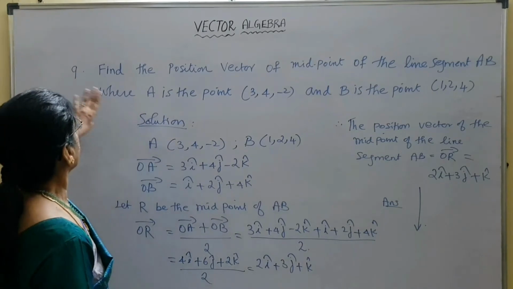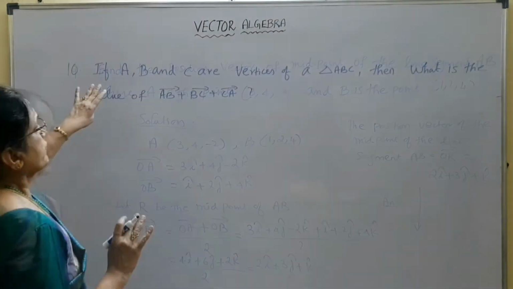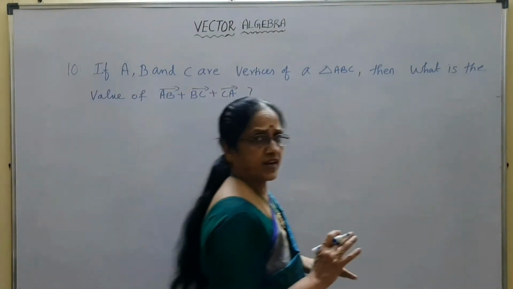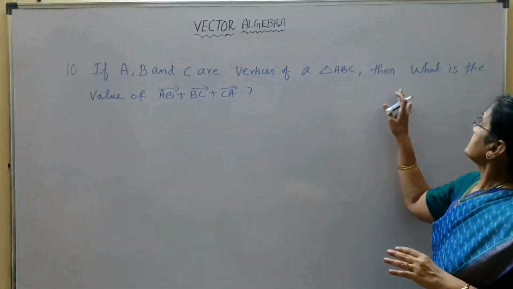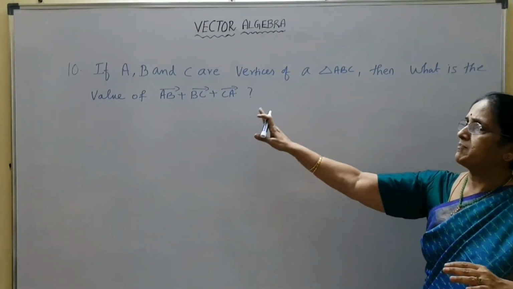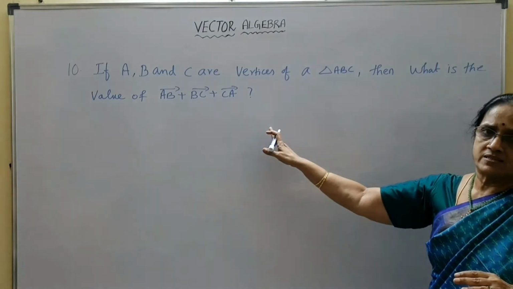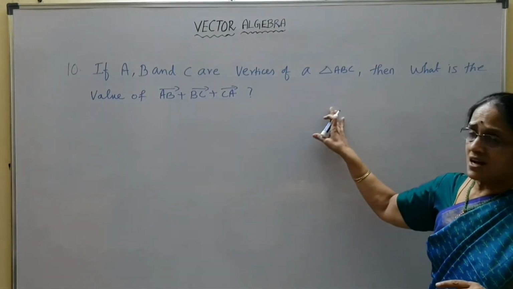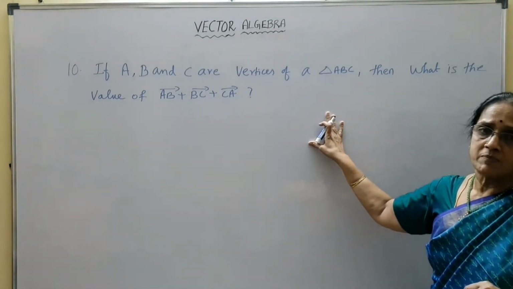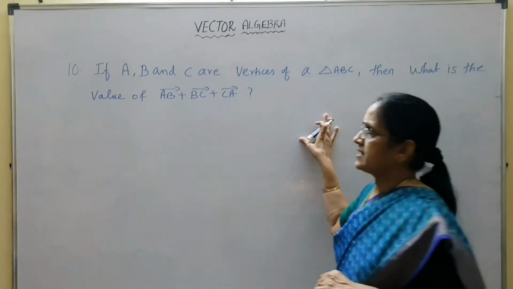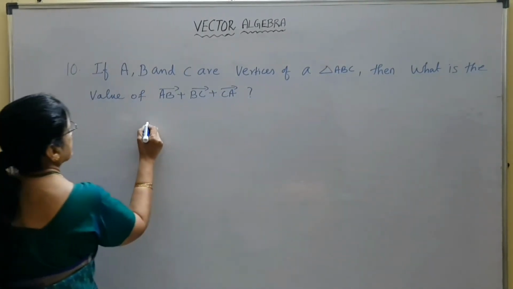Now, let's move on to question number 10. If A, B and C are the vertices of triangle ABC, what is the value of AB vector plus BC vector plus CA vector? That's the question here. This was asked in the 2011 Delhi compartment paper. It's a very simple question rather. Let's do this. Solution.